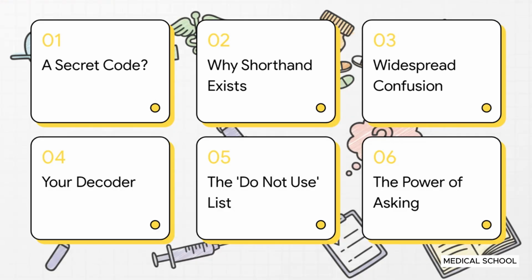So here's our game plan. We'll start by asking, is this really a secret code? Then we'll dig into why this shorthand even exists and see just how many people are in the dark. After that, we get to the good stuff, your own abbreviation decoder. We'll also look at a list of abbreviations that are so dangerous, they've actually been banned. And we'll wrap up with the single most powerful tool you have.